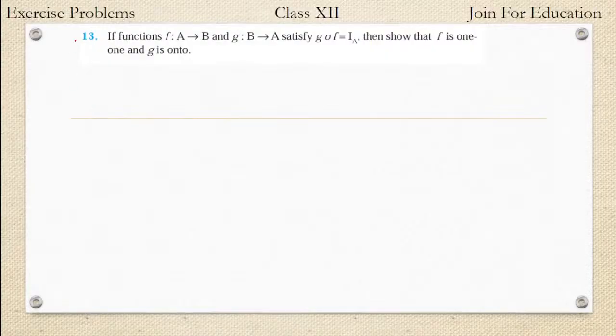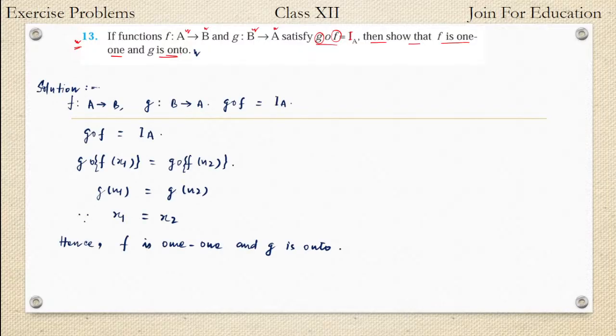This is question number 13. If function f from A to B and function g from B to A satisfy the composition of f and g equal to the identity, then show that f is 1-1 and g is onto. Let's see the solution of this question.